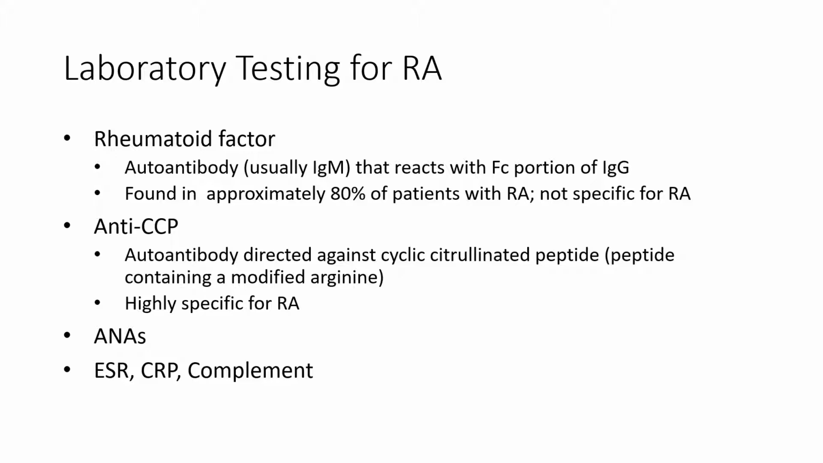The next one is the anti-CCP, cyclic citrullinated peptide. ANAs and ESRs, CRPs, and complement can be involved. The ANA and the ESR, ANAs were covered, but ESRs will be covered in hematology. I really am not going to test you on that. I don't think it's fair because you don't know what that test is.